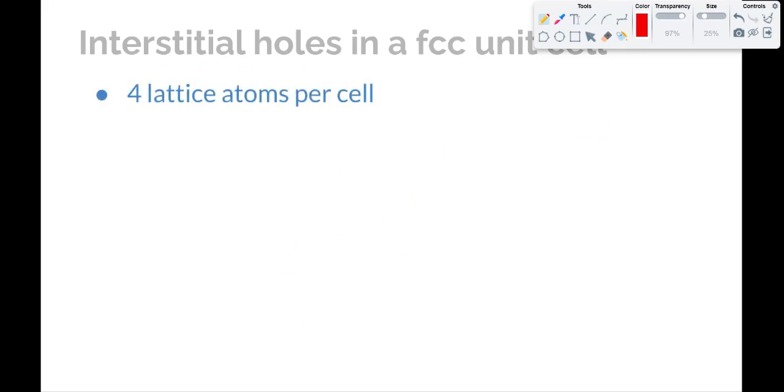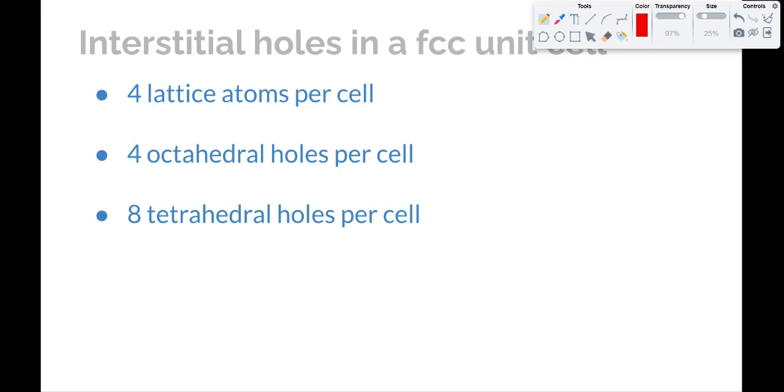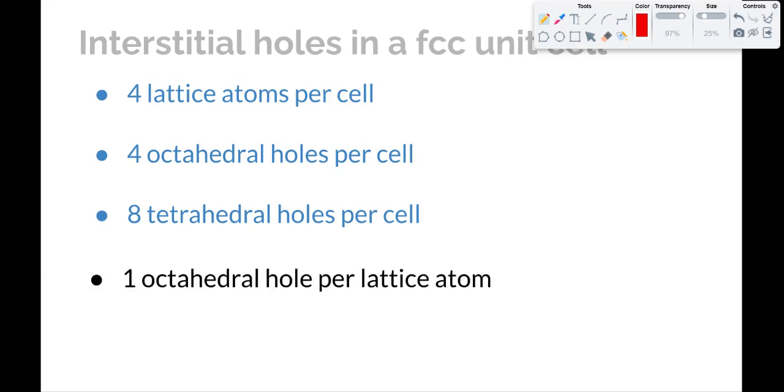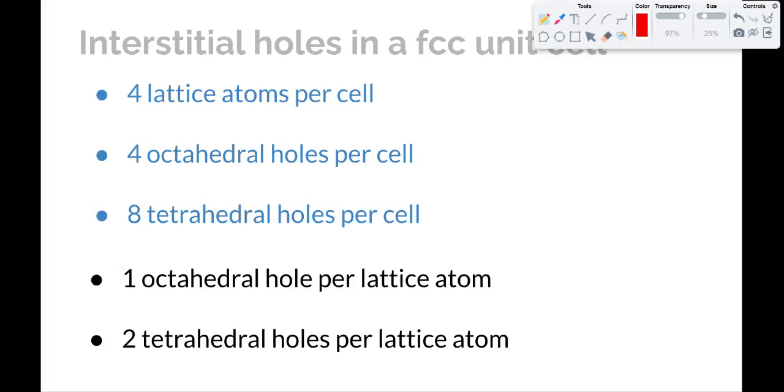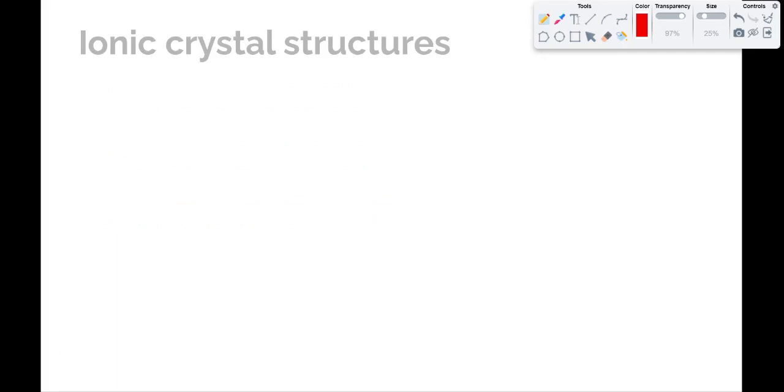So let's summarize. In a face-centered cubic unit cell, there are 4 lattice atoms per cell. There are 4 octahedral holes per cell, a 1/4 share of 12 on the edges, and then that 1 that's in the center. There are 8 tetrahedral holes per cell, 1 in each corner, and they completely belong to that unit cell. So that means there's 1 octahedral hole per lattice atom, and it also means there are 2 tetrahedral holes per lattice atom. Ionic substances, as well as metals and alloys, fit into these ionic crystal structures.